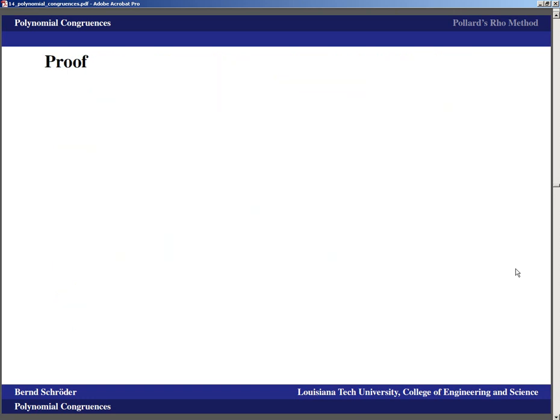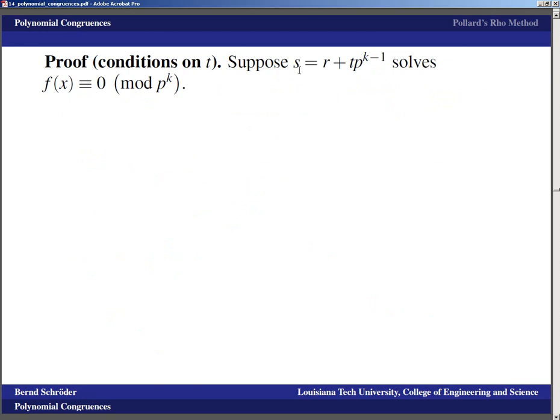Okay, so how do we prove that? Well, the idea of the proof is that if you've got a number s, which is r plus t times p to the k minus 1, and if you suppose that that solves the congruence f of x equivalent to 0 modulo p to the k, well then s solves the congruence f of x equivalent to 0 modulo p to the k minus 1.